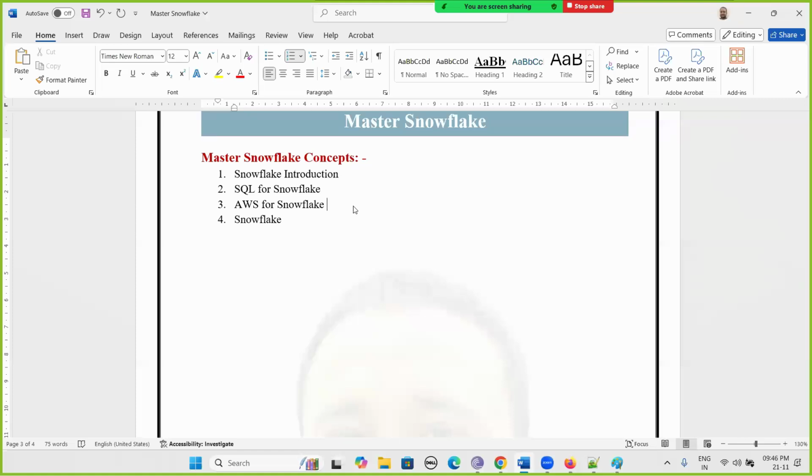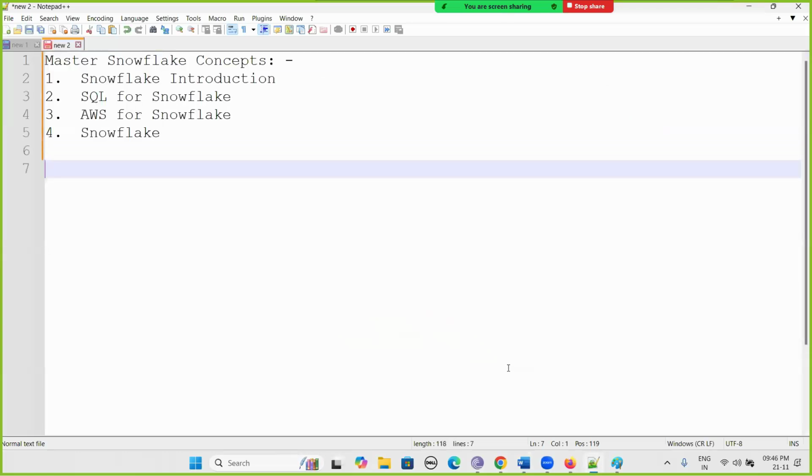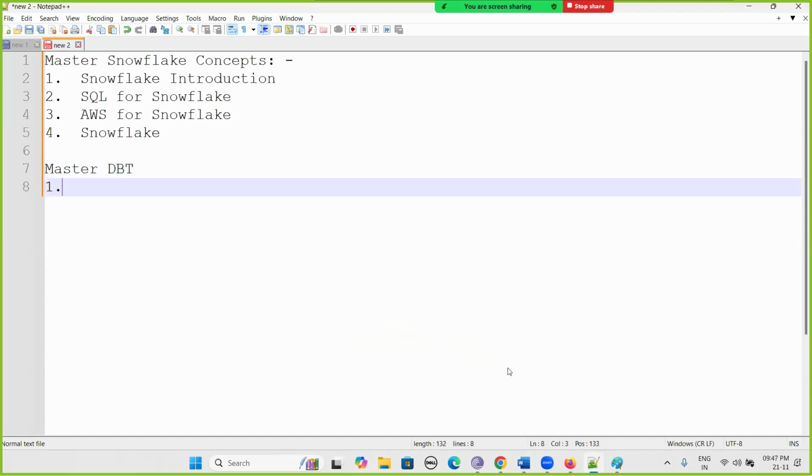Okay, so Snowflake introduction, SQL for Snowflake, and AWS for Snowflake, then Snowflake. After completing this one, another course is Master DBT. As part of Master DBT, first we are going to start with DBT fundamentals, and DBT provides two software streams.